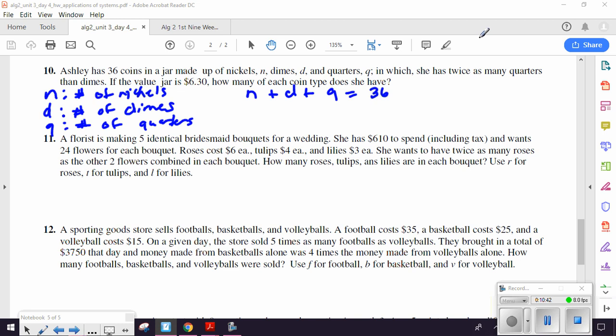If she has 2 dimes, she'll have 4 quarters. So what I'm trying to tell you is Q is equal to 2 times dime. So whatever dimes she has, multiply that by 2, and that's how many quarters she's going to have.